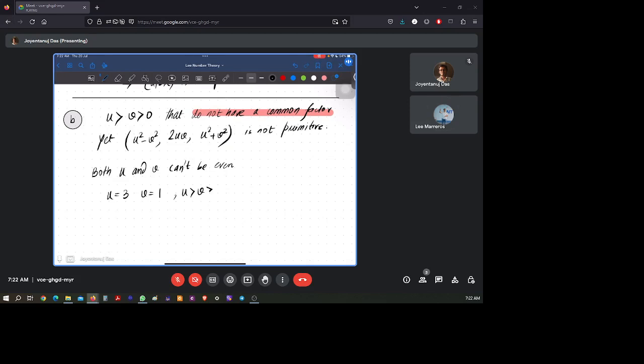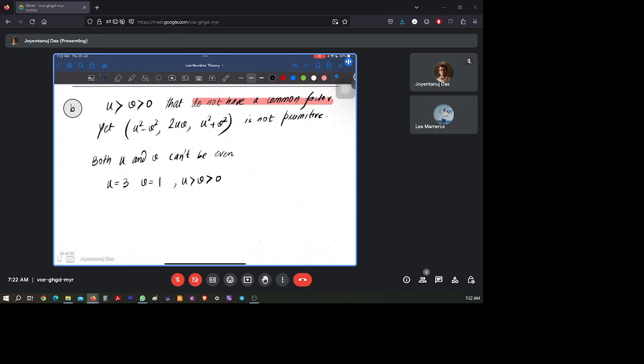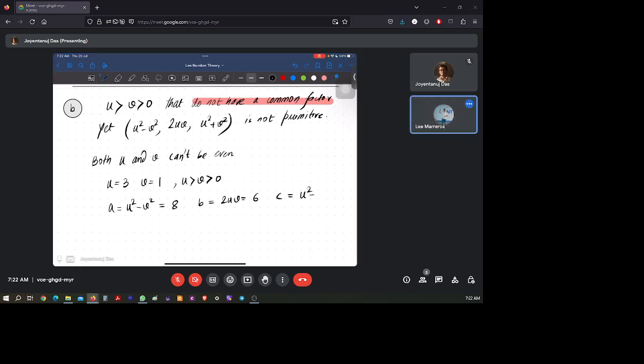Right, so let us check what happens to this Pythagorean thing. A equals u squared minus v squared, so what is that? 8. B equals 2uv, which is 6, and c equals 10. So our Pythagorean triplet is 8, 6, and 10, right?